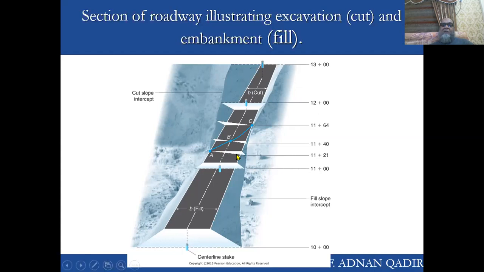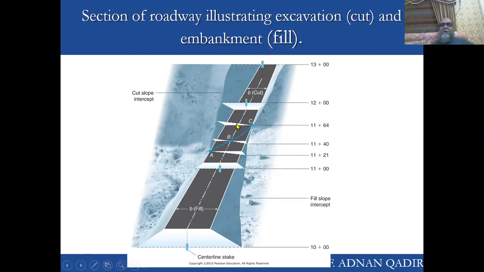So this point at A, I will call a fill section. Now, point B is different. On one side, you have a higher elevation, and on the other side, you have a lower elevation. So at station 1140 feet, the elevation at B is called part cut, part fill, right? Because half of this width has lower elevation and half has higher elevation, as you can see.